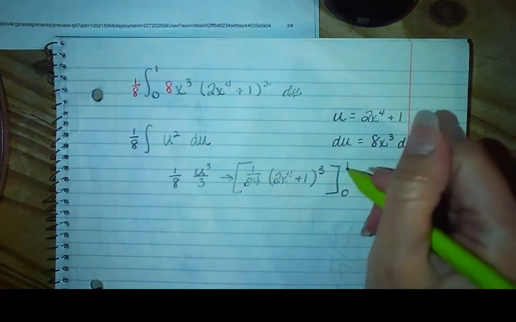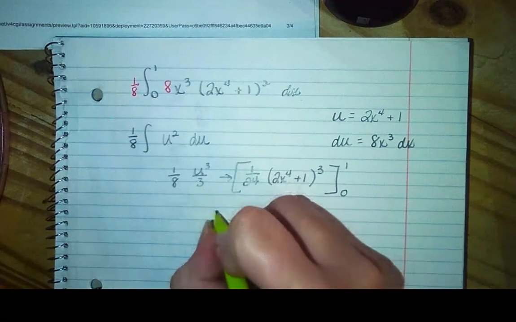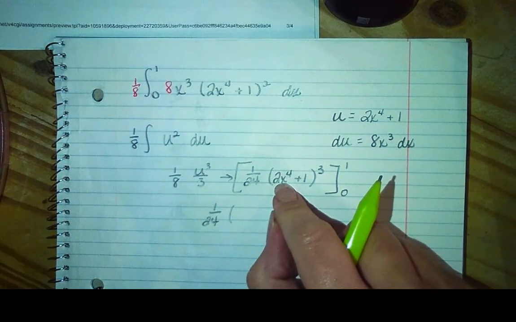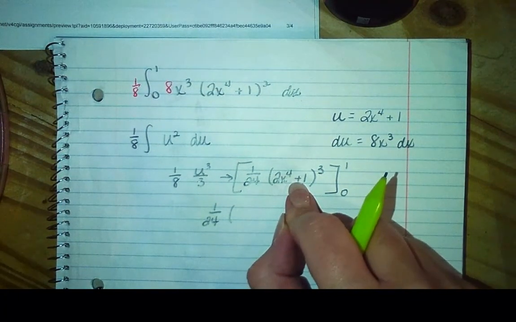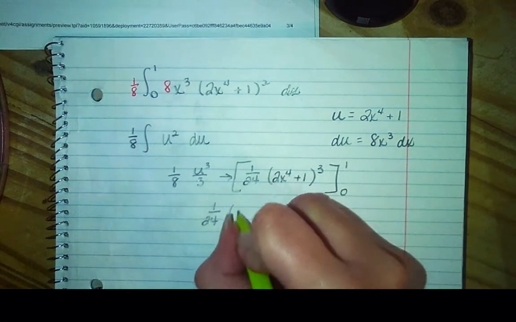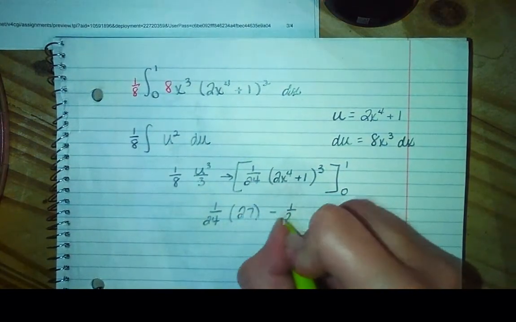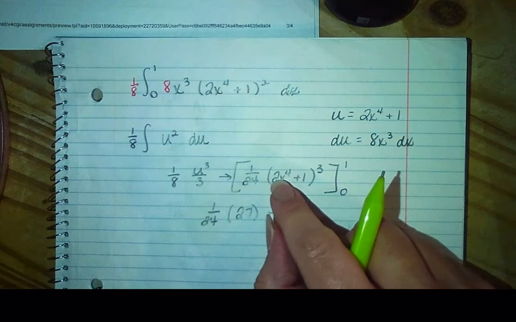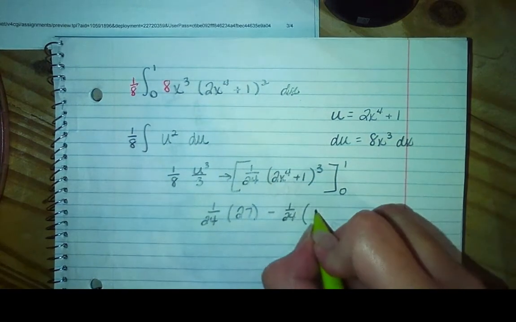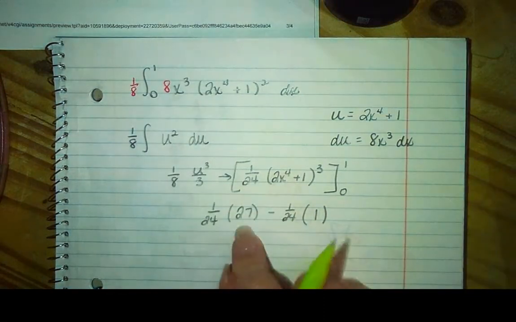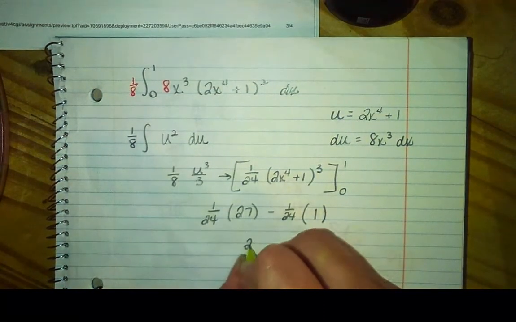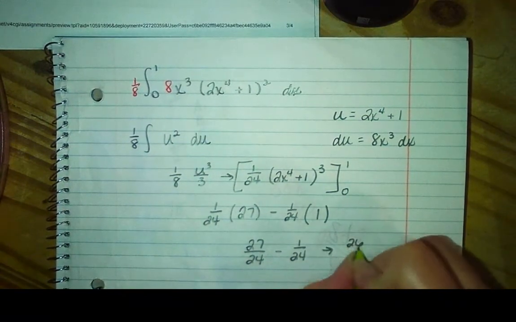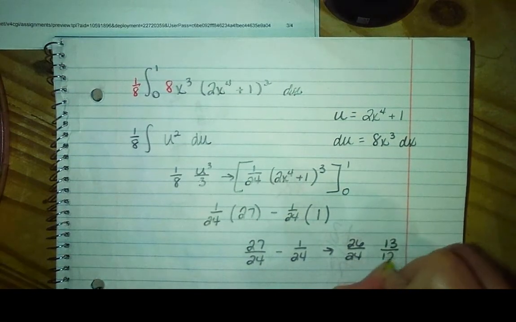All right, so I evaluate with a 1 first. So I've got a 1/24th times 2 times 1 to the fourth is 2, plus 1 is 3, and 3 to the third is 27. Minus 1/24th, and then if I sub in a 0, I get 2 times 0 to the fourth, which is 0, plus 1 is 1. Okay, so I get 27/24 minus 1/24 is going to be 26/24, which is actually 13/12.